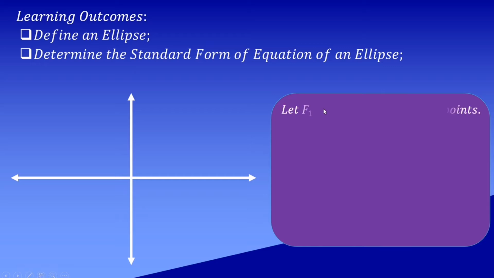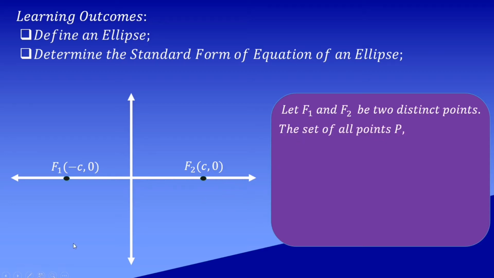So we have here, let F1 and F2 be two distinct points. Ito yung ating F1 is in the negative x-axis, the coordinates are negative c and 0. And the F2 is c and 0, it is along the positive x-axis. Then sa ating Cartesian plane, marami tayong points na makita dito. So let us consider the points P, B, A, then ang kanilang distances from F1 and F2.